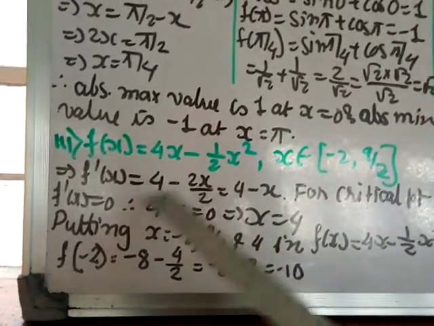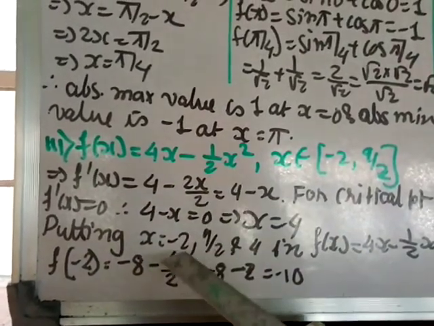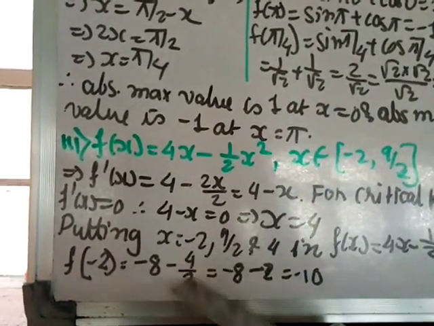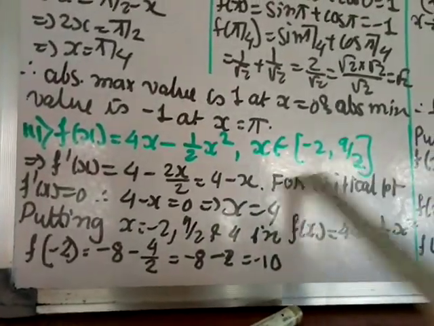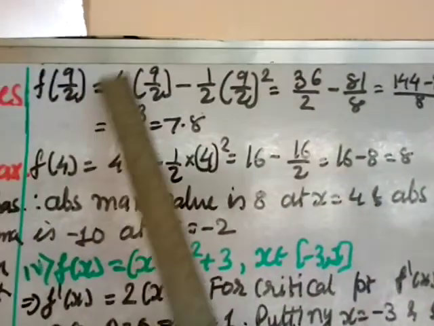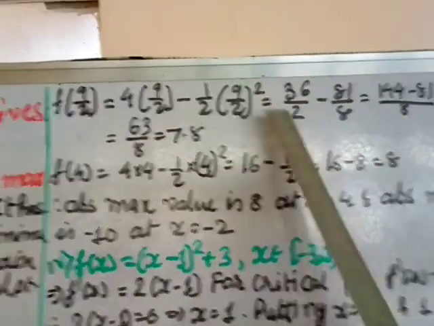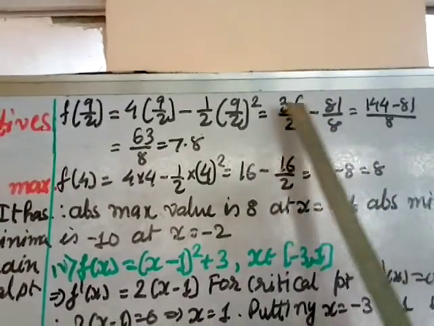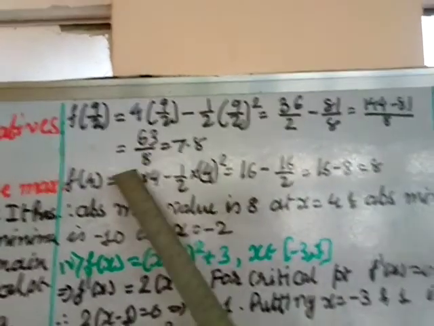First put minus 2. So 4 into minus 2 is minus 8, minus 2 square is plus 4, so 4 by 2 means minus 2, and minus 8 minus 2 is minus 10. Now I'll put the value 9 by 2, the second point. So 4 into 9 by 2 minus 1 by 2 into 9 by 2 whole square. 9 into 4 is 36, 81 by 8. I am not cutting here because I want to take the LCM. LCM is 8. So multiply by 4 here. So 144 minus 81 by 8. Simplify, you get 63 by 8.